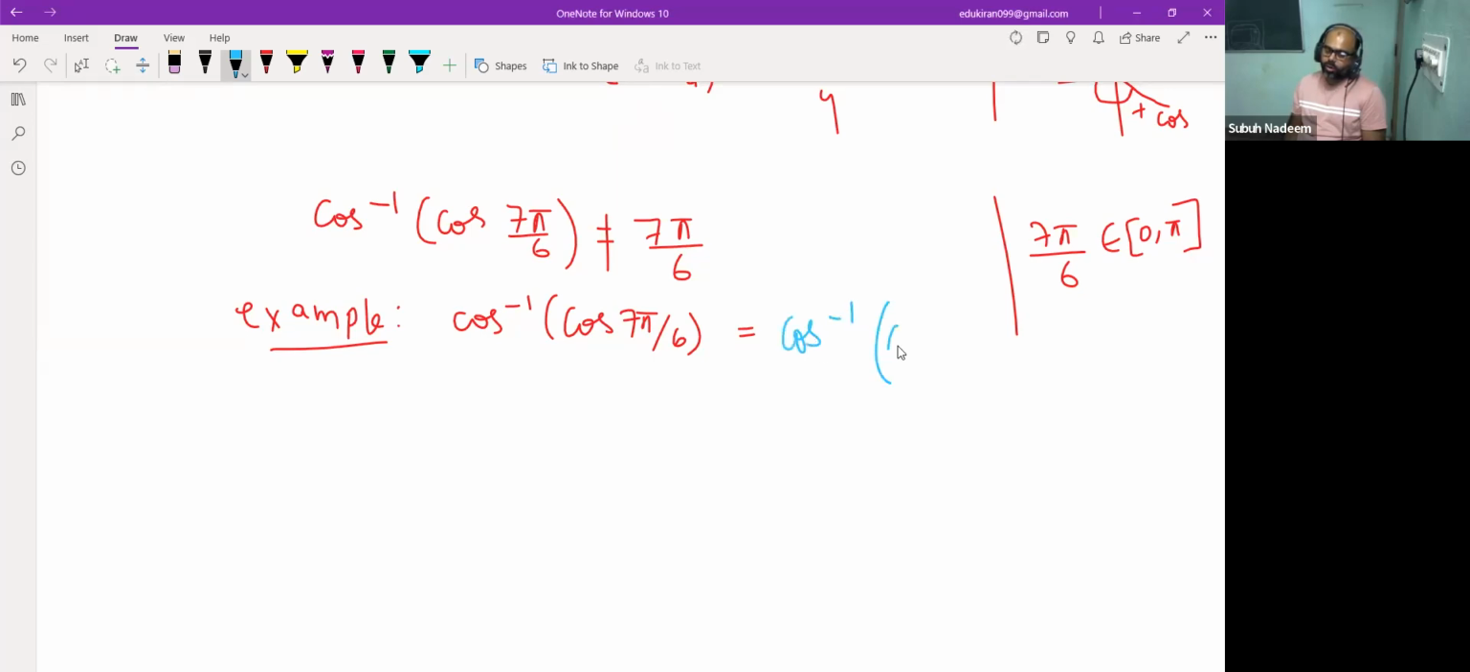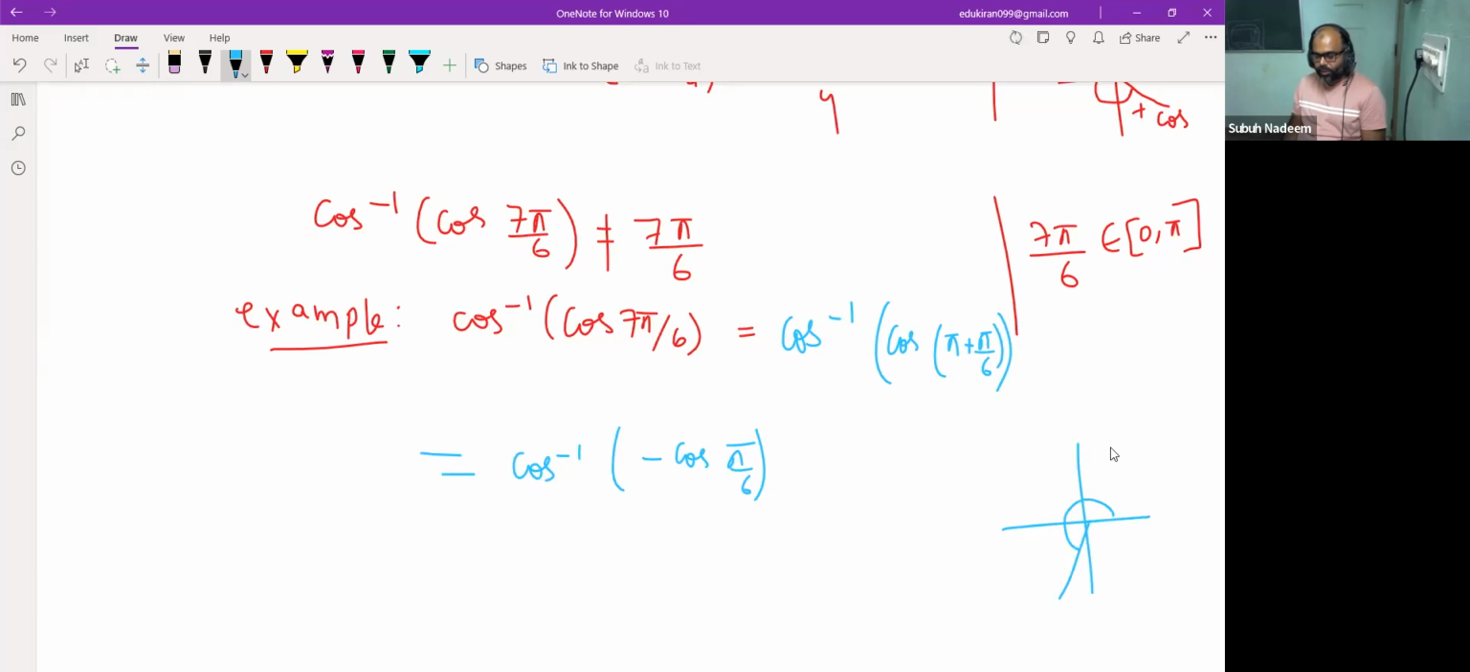So how can we try this out? The cos inverse cos 7 pi by 6, you can write it as pi plus pi by 6, that is 7 pi by 6. And cos of pi plus pi by 6 is minus cos pi by 6 because it is in the third quadrant. The cos in the third quadrant is negative, not positive. It is positive in the first and fourth quadrant.